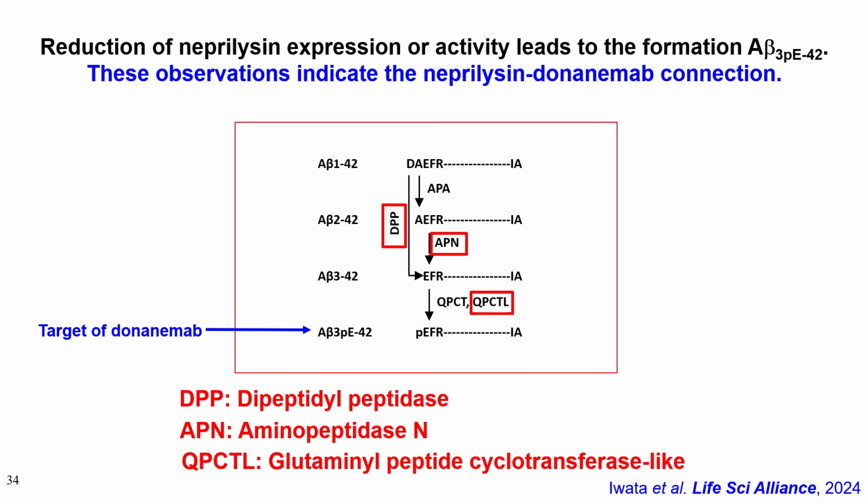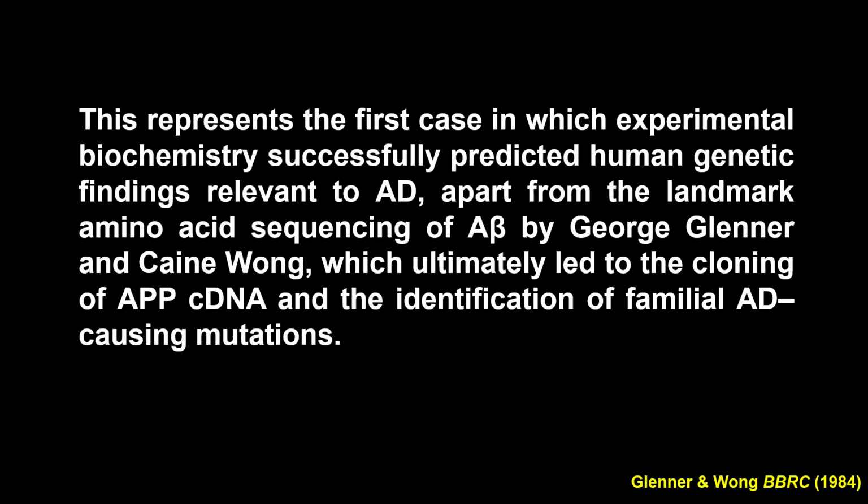And this form of A-beta is a target of donanemab. These observations indicate the neprilysin-donanemab connection. This represents one of the first cases in which experimental biochemistry successfully predicted human genetic findings relevant to AD, apart from the landmark amino acid sequencing of A-beta by Glenner and Wong, which ultimately led to the cloning of APP cDNA and the identification of familial AD-causing mutations.